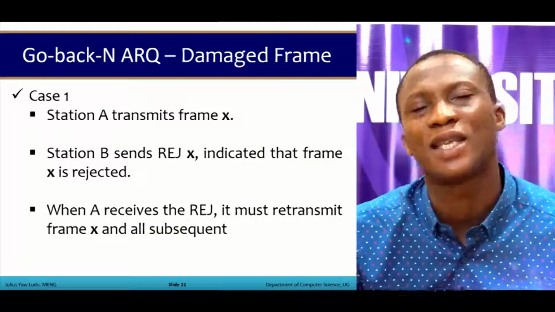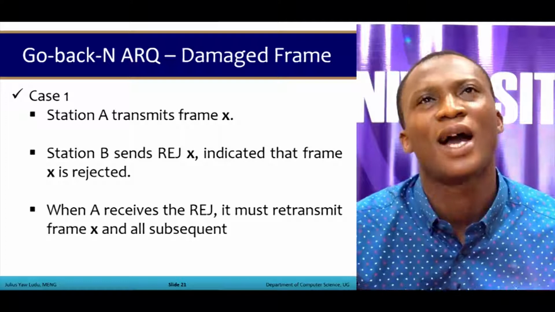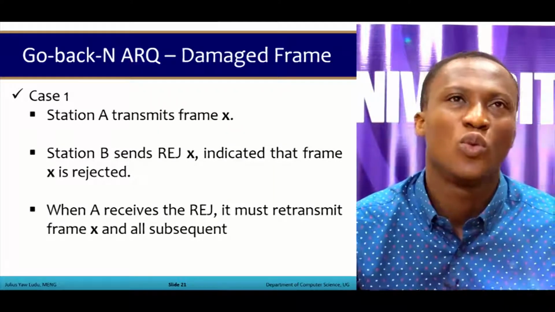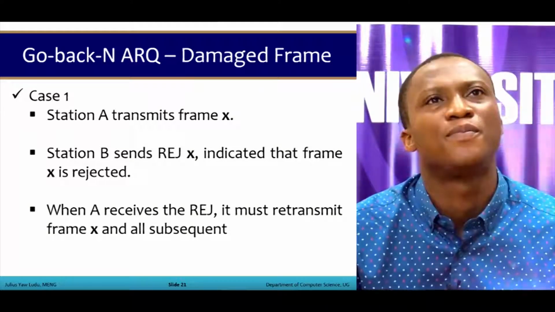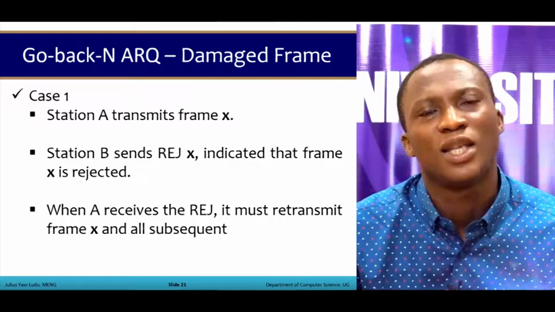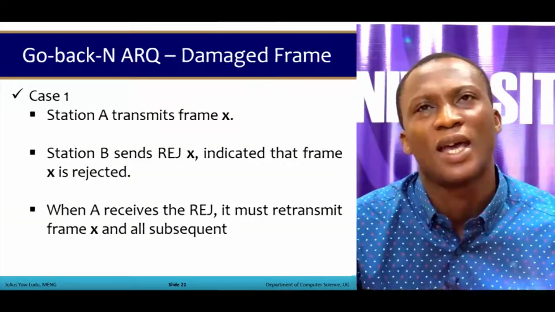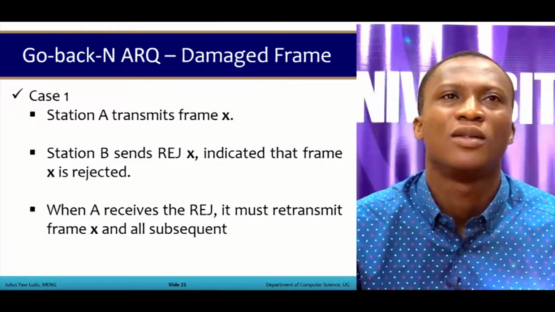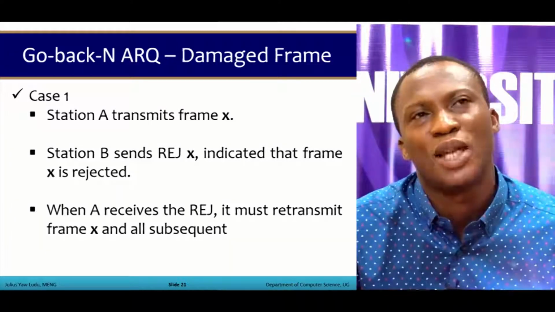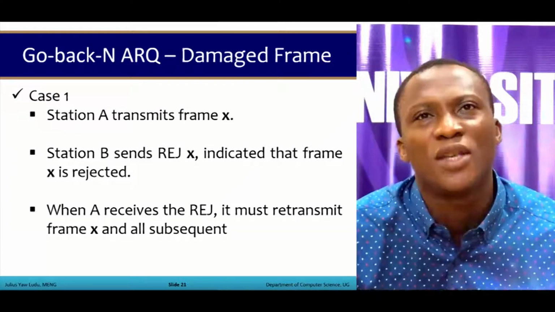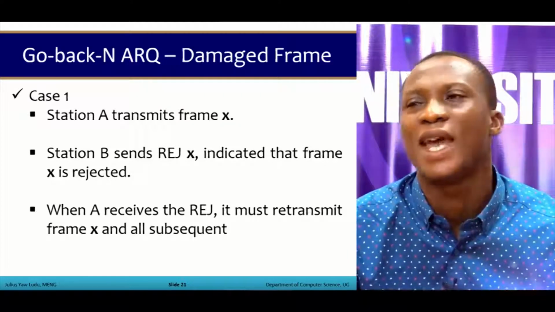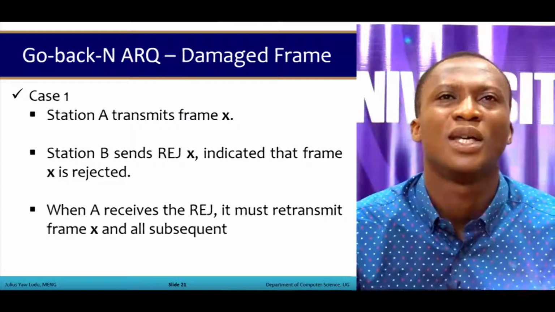Now we want to look at the first case of the go back N ACK, which is the damaged frame. Once a frame is damaged, we will use station A and station B. So station A transmits the frame X, then station B sends a reject X, which is indicating that the frame has been damaged. Now when A receives the reject, it must retransmit frame X and every other subsequent frame that was transmitted.